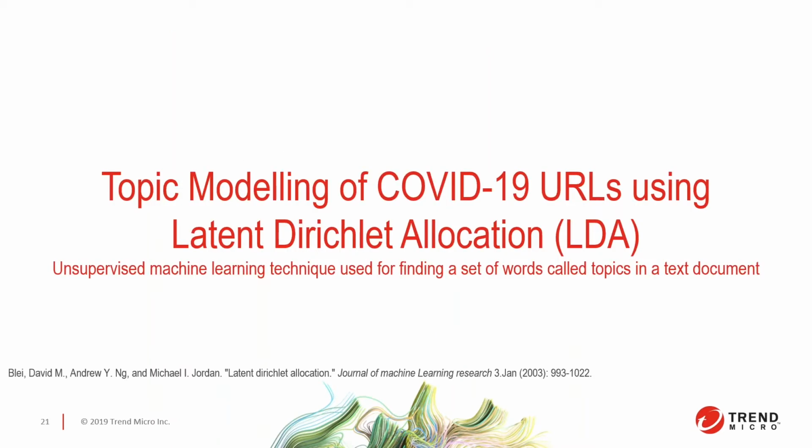Okay, now for the application, I'm going to demonstrate how topic modeling is used in analyzing COVID-19 URLs using latent Dirichlet allocation. For this data set, 150,000 malicious URLs have been sourced, and our goal here as threat experts is to uncover patterns.